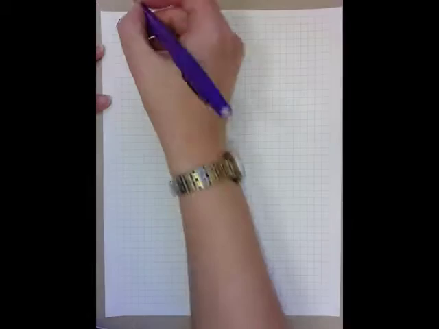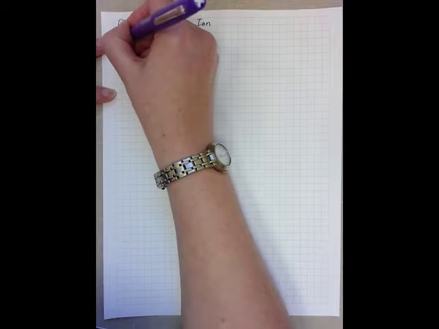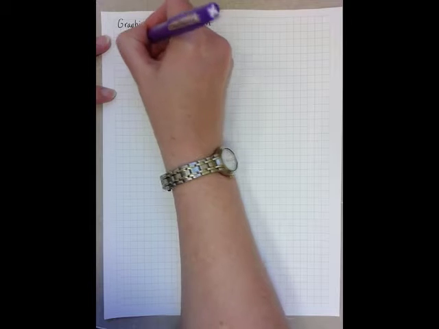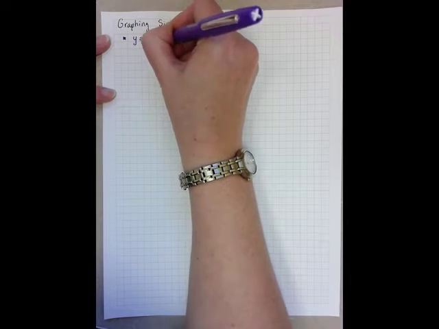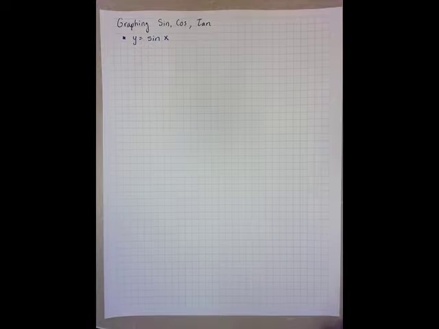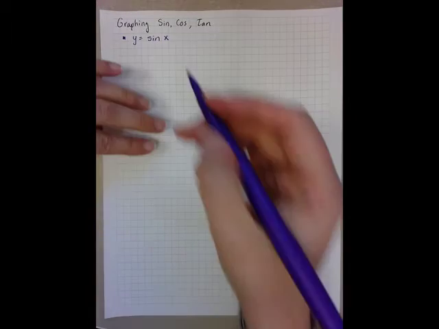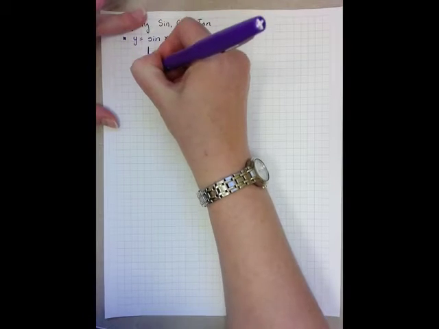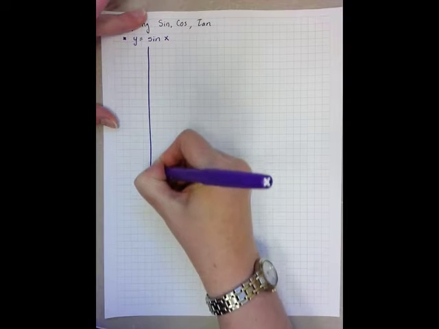So these notes are on graphing sine, cosine, and tangent functions. The first one we're going to look at, and is often the one used as the anchoring one, is sine. So y equals sine x. And the first thing we're going to do is look at a table of values and see some patterns. So I am going to break this up.